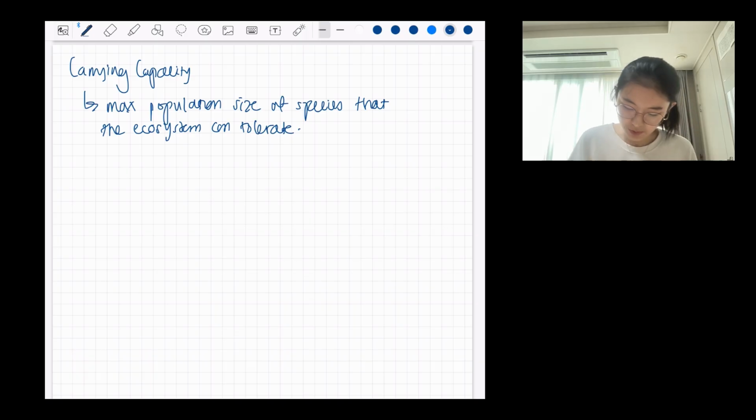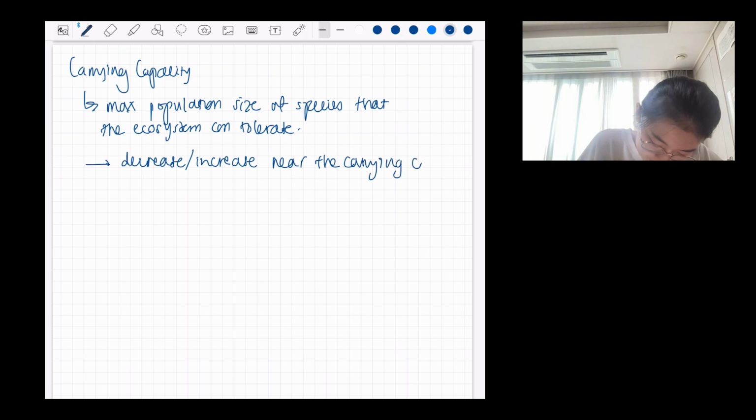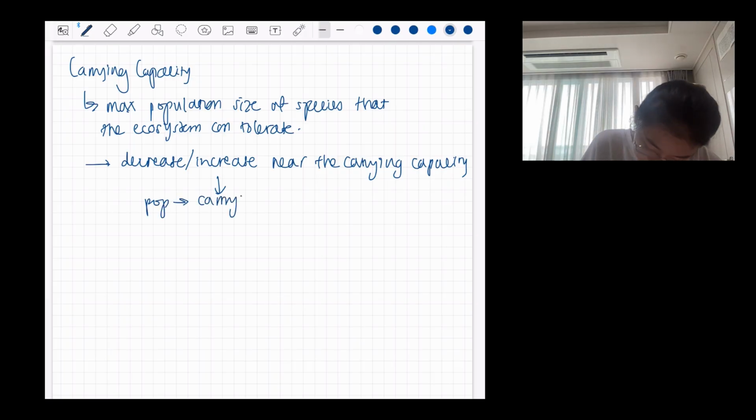that the ecosystem can tolerate. And for a very short instantaneous period of time, yes, the population may increase beyond carrying capacity, or it may decrease below the carrying capacity. But again, this is very temporary, and usually the population, although it fluctuates near carrying capacity, stays within the bounds. So it is possible for the population to decrease or increase near the carrying capacity. However, ultimately, the population size returns to the carrying capacity.